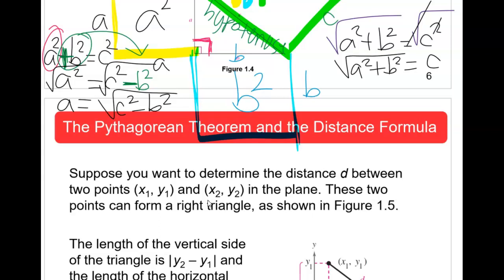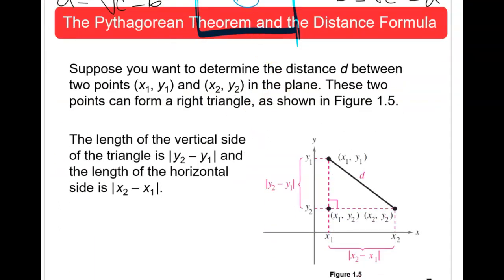So, that will come in handy. Also, if you had to solve for b, that will equal the square root of c squared minus a squared. So, just so you know.